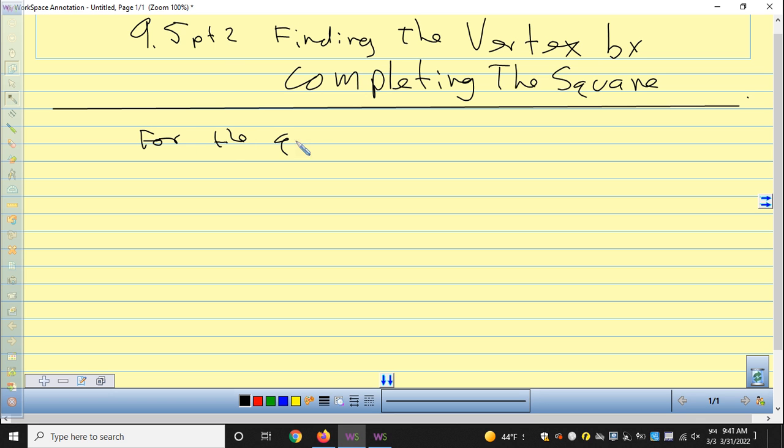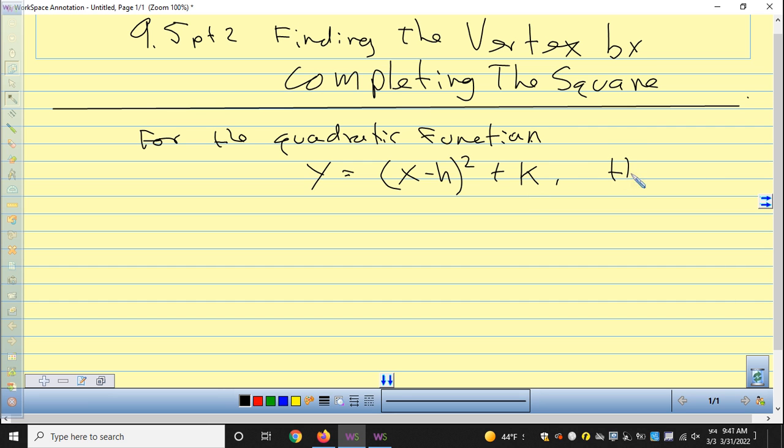So if we have a quadratic function, and we rewrite it as y equals x minus h squared, there's our perfect square, plus k. If we write our function like this, the vertex is at the point (h, k).